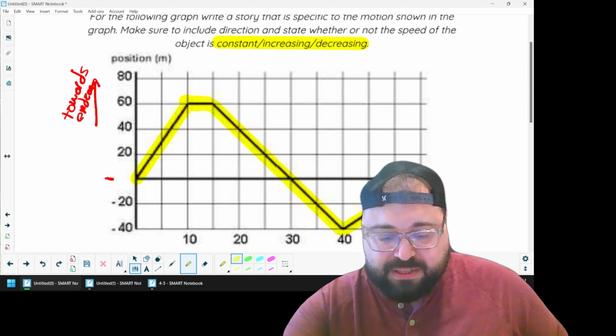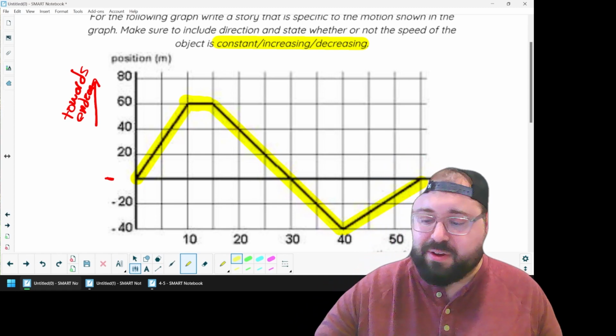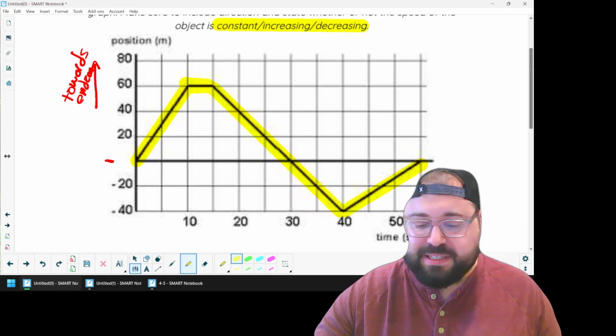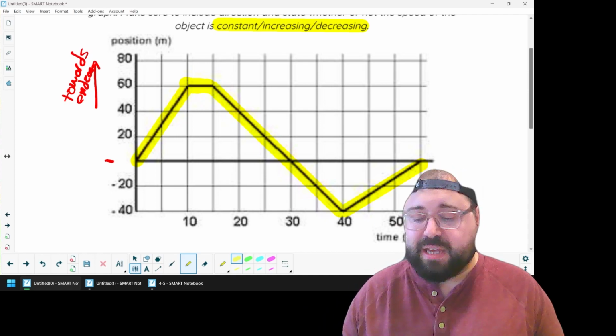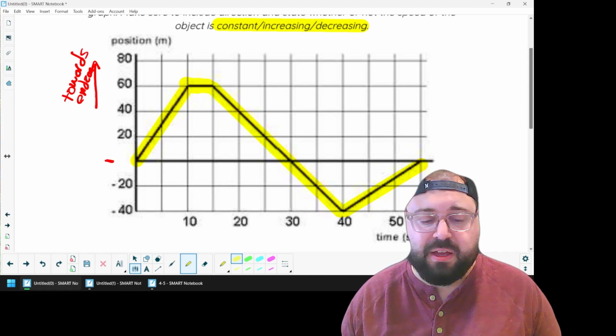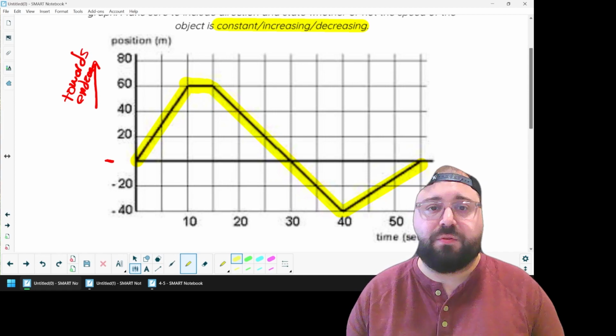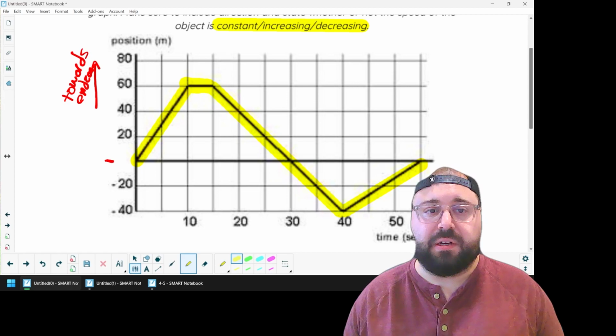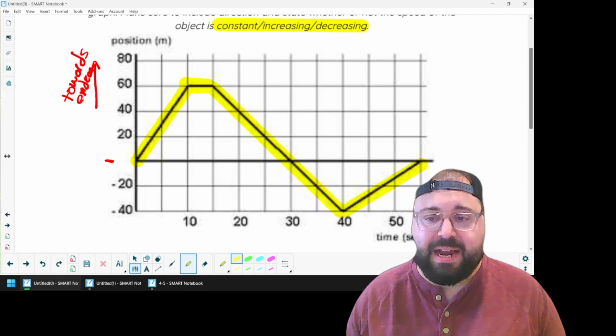So that's my story. That's how I would lay it out. In each of the cases, I want to say that his speed was constant, and I want to make sure that I'm indicating direction. So that's a sort of realistic story for the scale of the numbers here. So hopefully you guys had something like that.